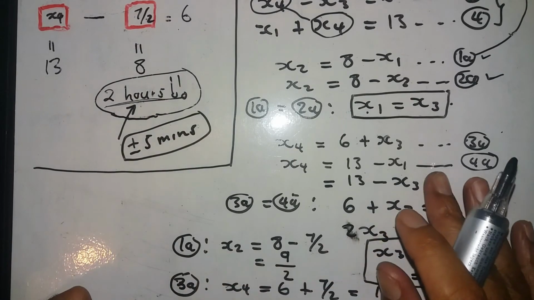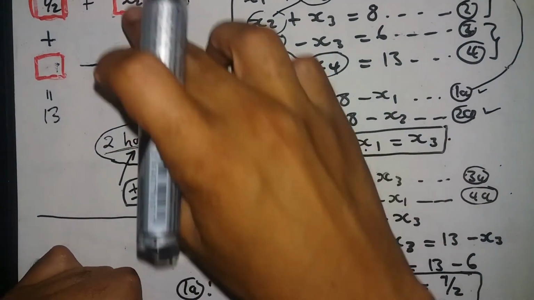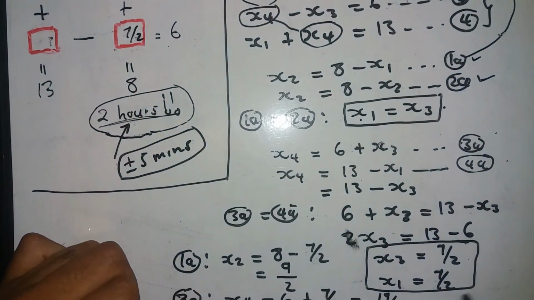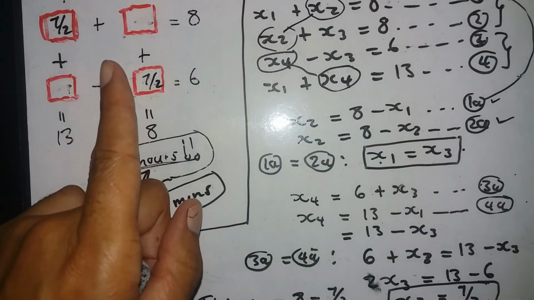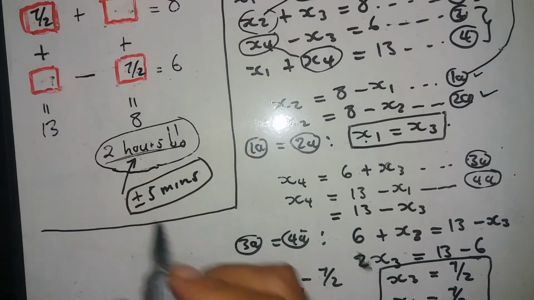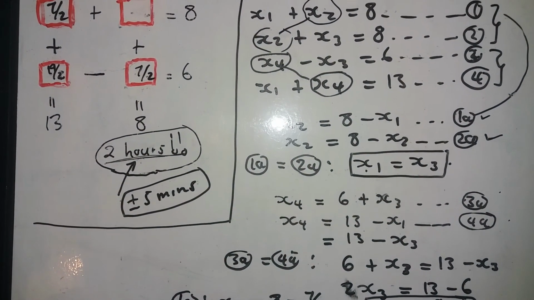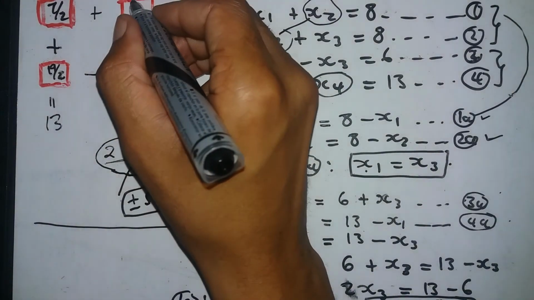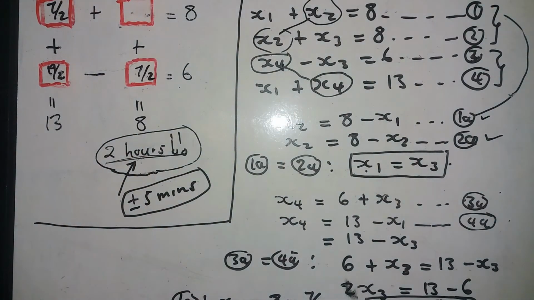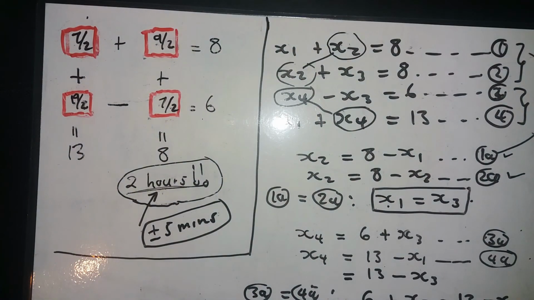So now that I calculated all the values for my variables, the unknowns, I'm going to plug them into the grid again. So now x4 is equal to 19 over 2, and x2 is 9 over 2. So yeah, this is how it's done.